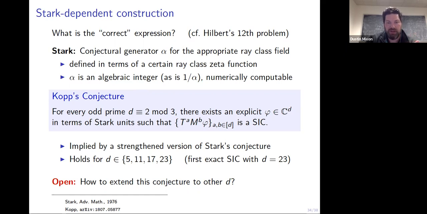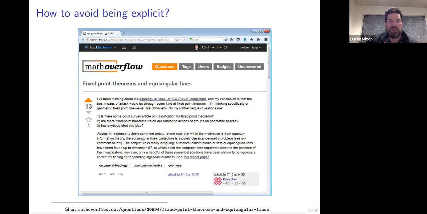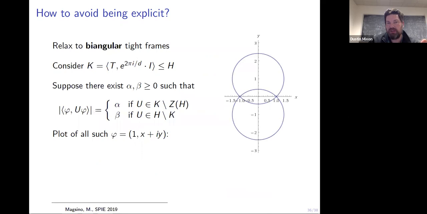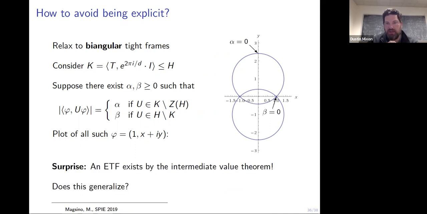In order to get an honest theorem, you might try to go implicit instead of explicit. So maybe using some sort of fixed point theorem. This is something Peter Shor asked about on MathOverflow. I have an idea on how to relax the search to biangular frames instead of equiangular tight frames. It turns out that in certain cases, you can show the existence of an ETF using the intermediate value theorem.